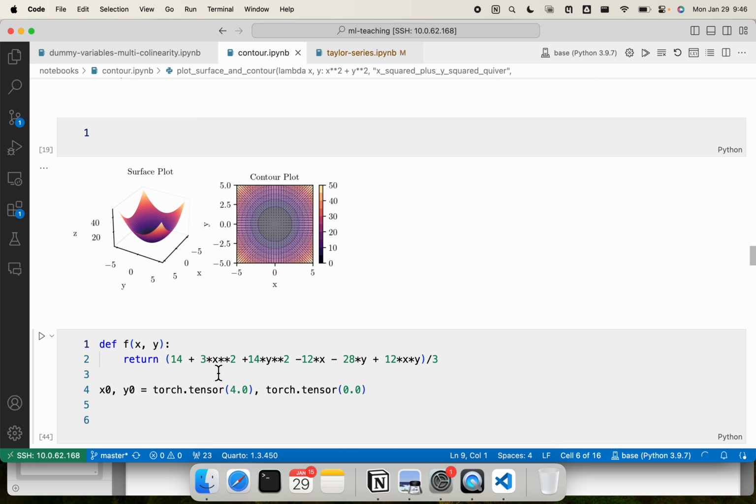Right, so this is the function I have written. I have written it in terms of x and y, same as theta naught theta 1: 14 plus 3x square plus 14y square minus 12x minus 28y plus 12xy, divided by 3. I start with the original tensor 4 and 0. Again, I am doing this with a function which accepts two scalars. You could work with a function which accepts a vector, and that is how you typically do it in practice. We would start with the theta vector.